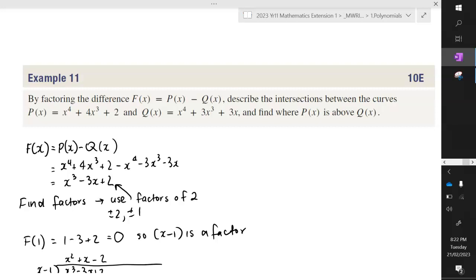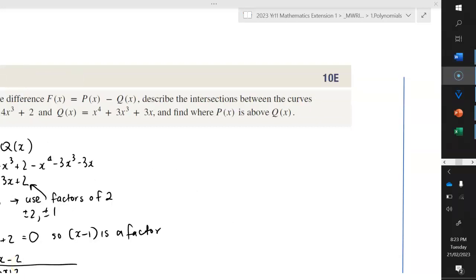So the question is saying, by factoring the difference, f of x, which is going to be equal to p of x minus q of x, we want to describe the interactions between the curves, p of x being here and q of x here. And we're going to find where p of x is above q of x. So I think we need to explain a little bit more what happens when we're factoring the difference.